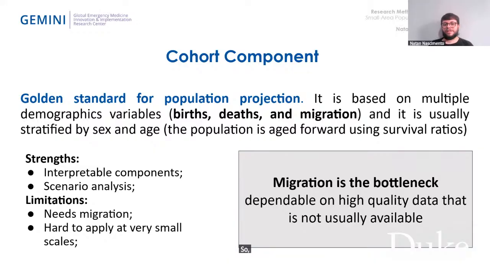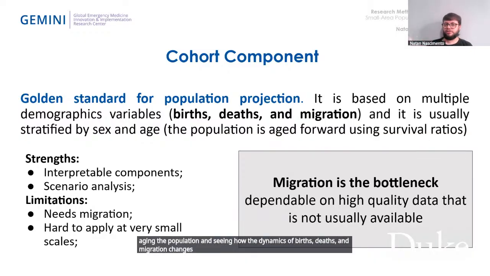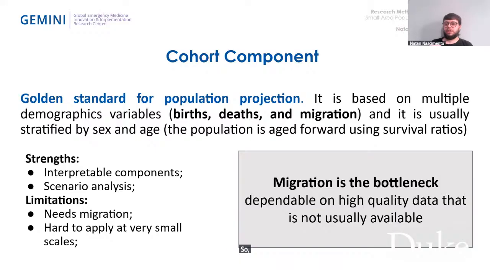So what this does is create a forecast, aging the population and seeing how the dynamics of births, deaths, and migration change this aging. So for me, my life expectancy is around 80 years old, because it's related to the age where most of the population die. But that's not always what happens, because I am 27.